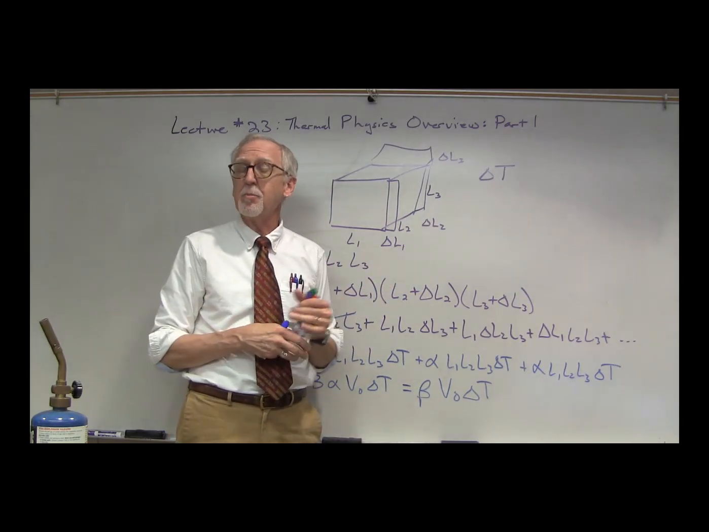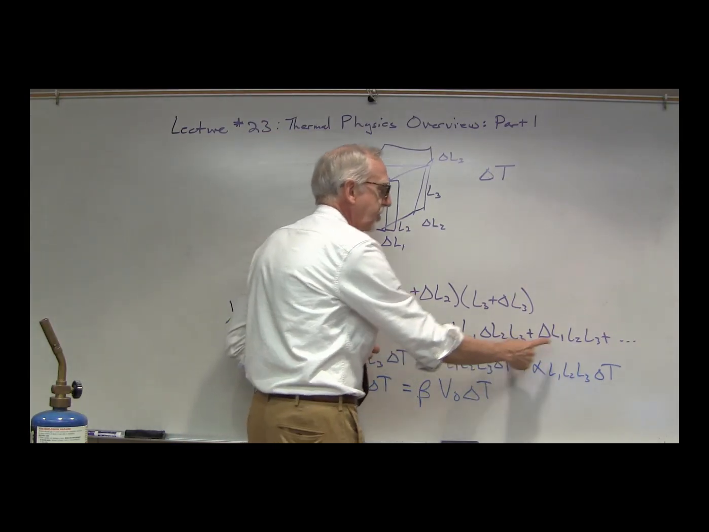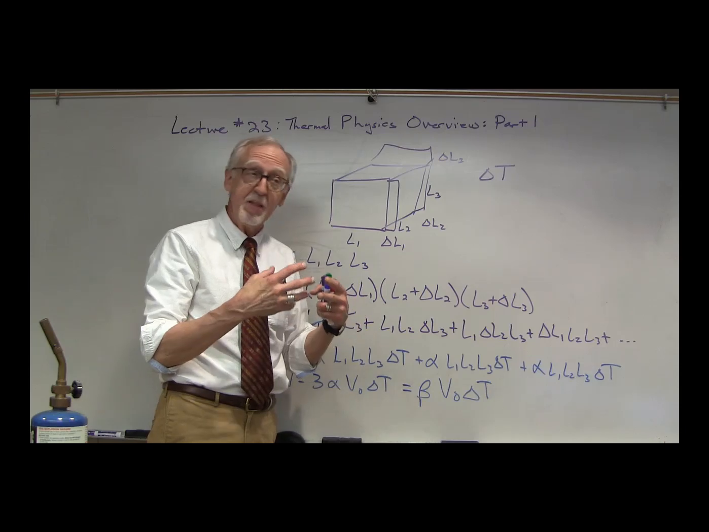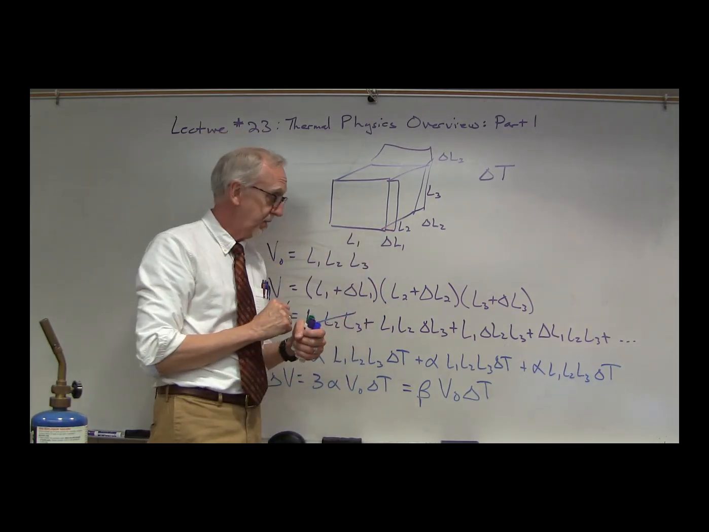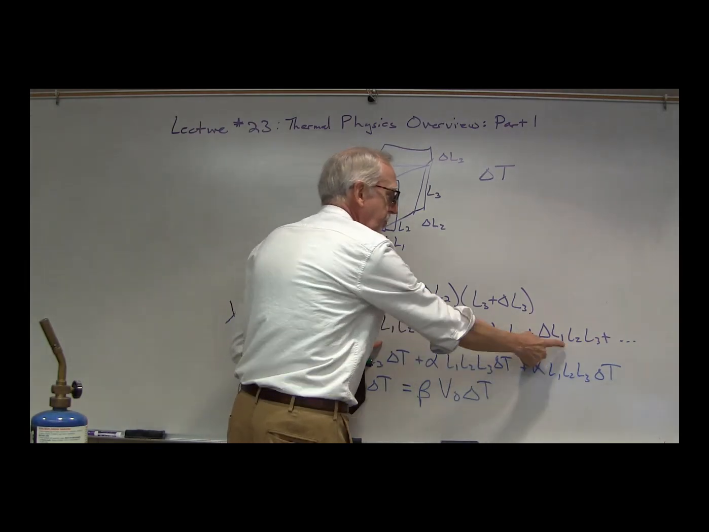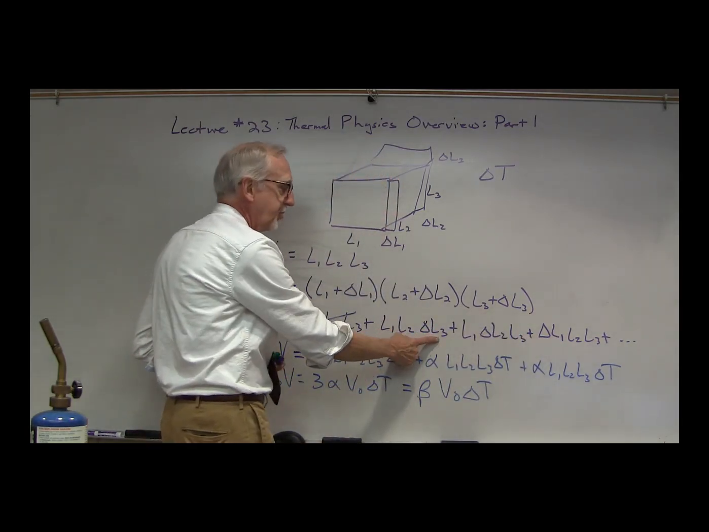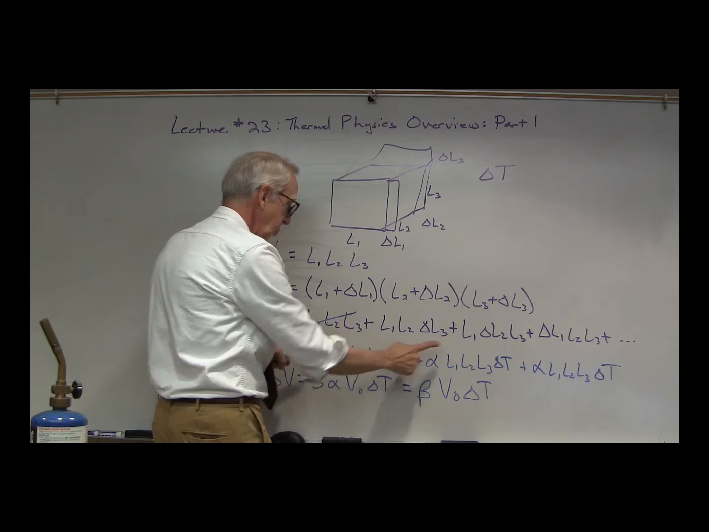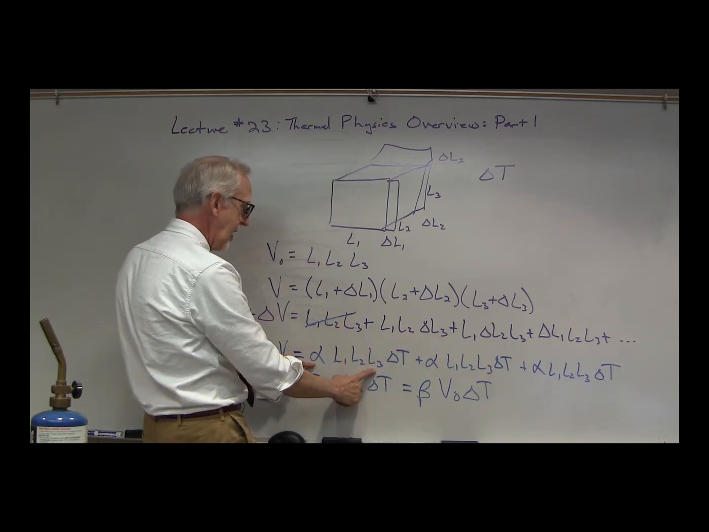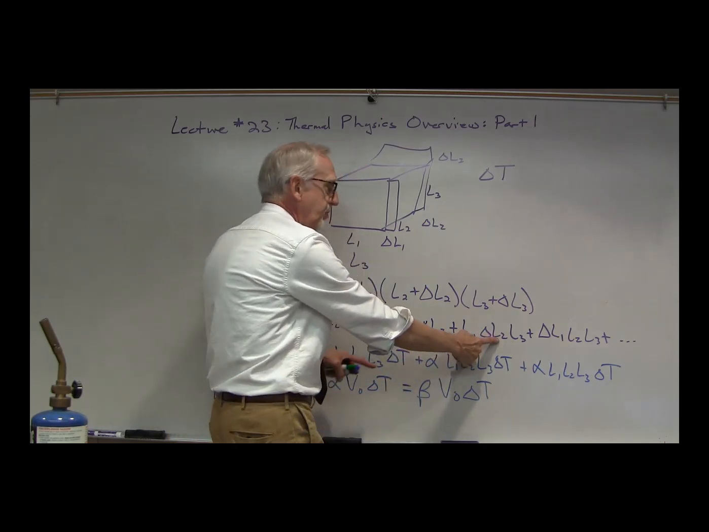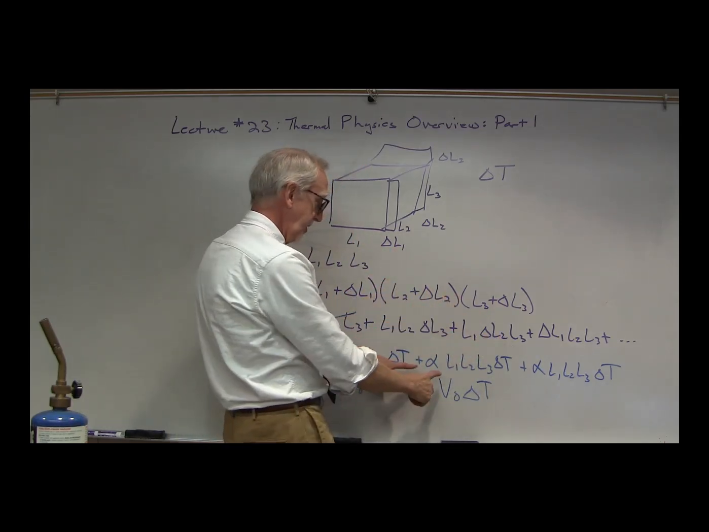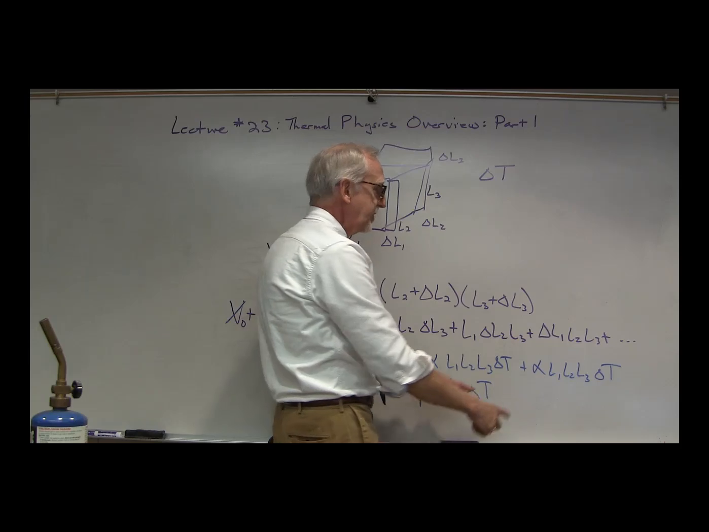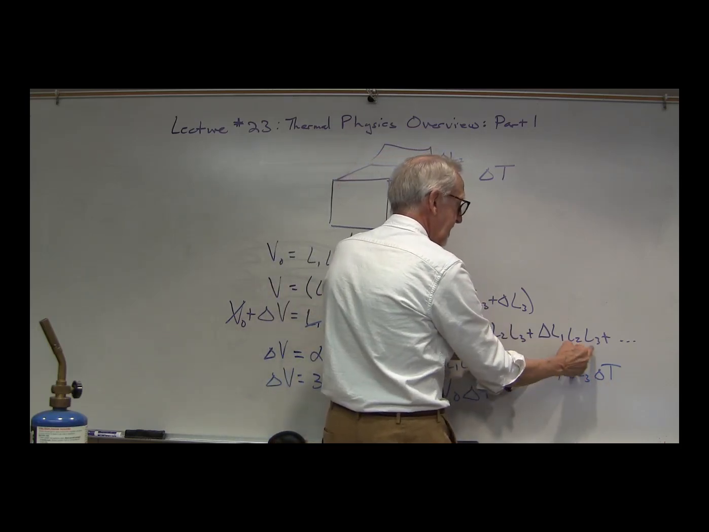So, to a very, very good approximation, if we just keep the terms with one value of delta, it's going to give us a pretty good estimation of what the change in the volume is. So we'll just take the terms with a single value of delta. So what's delta L3? That's going to be alpha L3 delta T. So we've got L1, L2 times alpha L3 delta T. And what's delta L2? That's going to be alpha L2 delta T. So alpha L1, L3 times L2 times delta T. And what's delta L1? That's going to be alpha L1 delta T, and then times L2, L3.